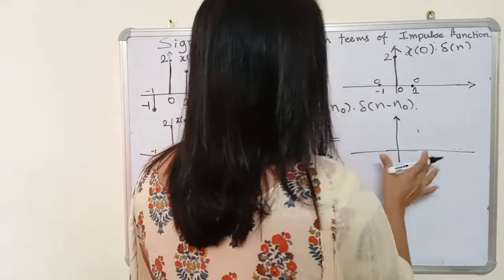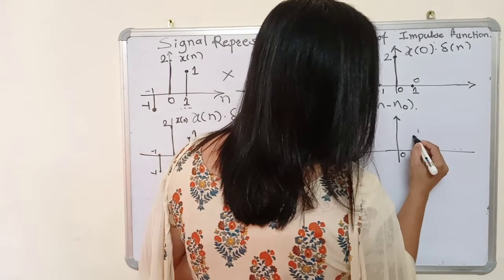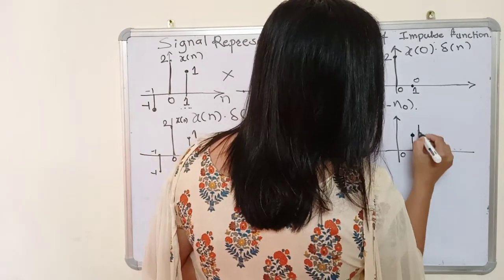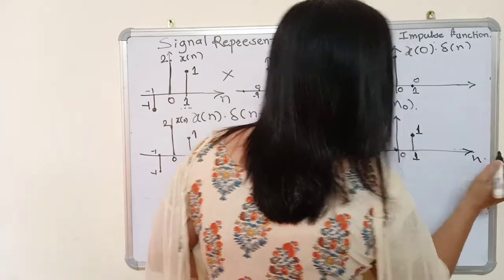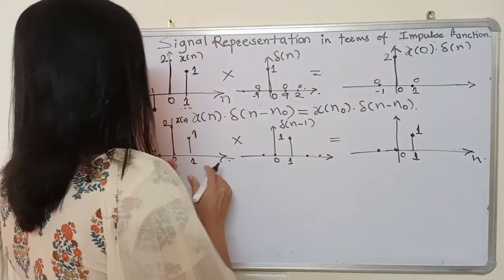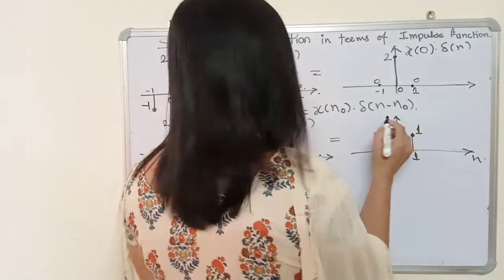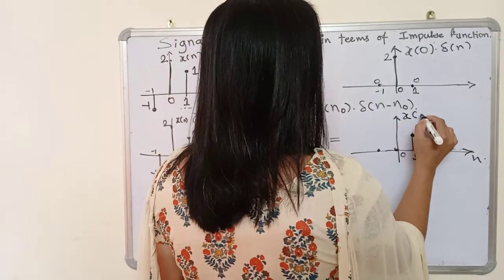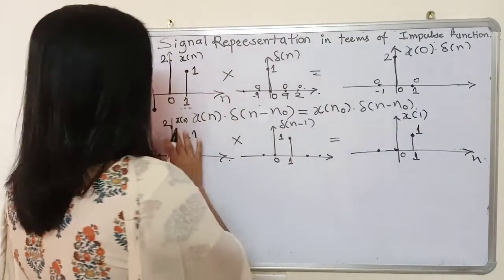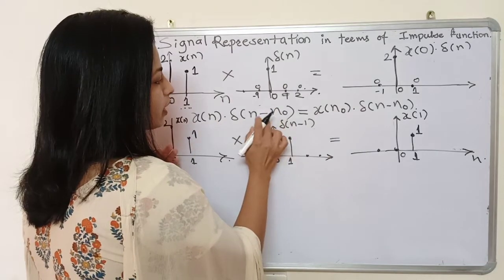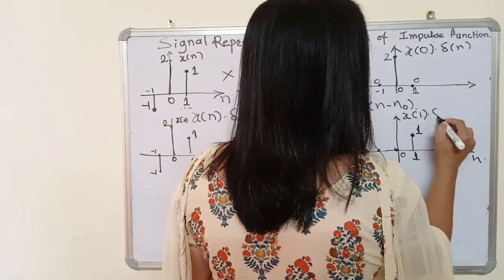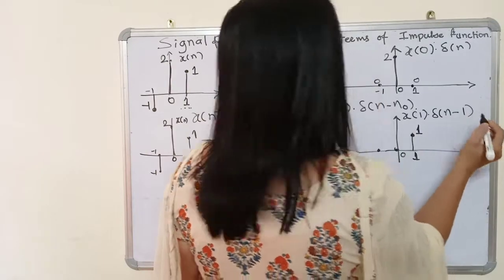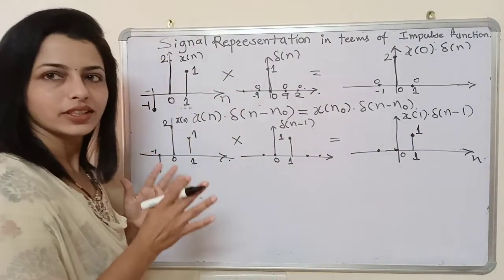So I'm drawing it exactly below that. So its amplitude is 1. So other samples are made 0. Okay. So I am writing here, it will be x of 1, because n minus n0 it is 1. So x of 1 del of n minus 1. Okay, are you getting this?